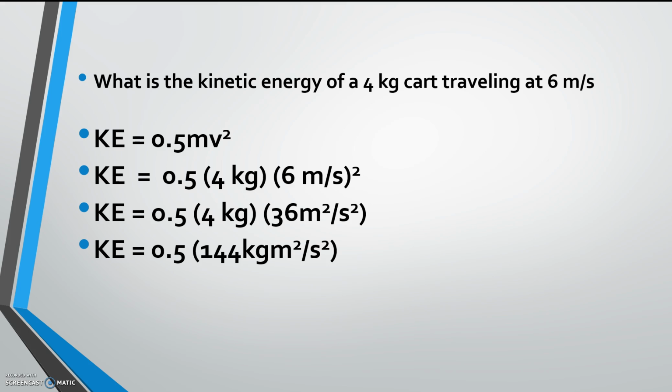Our last step is going to be to multiply by 0.5. So we're going to get kinetic energy equals 72. And the units are kilogram meter squared per second squared, but we're going to shorthand that as a joule. So when we look back at the order of operations for this problem, the first step is to square the velocity, then we multiply that by the mass, then we multiply it by 0.5 to get our answer.